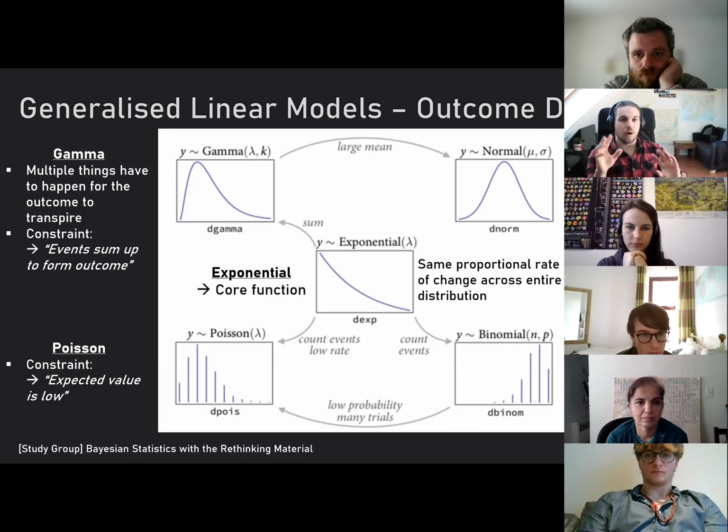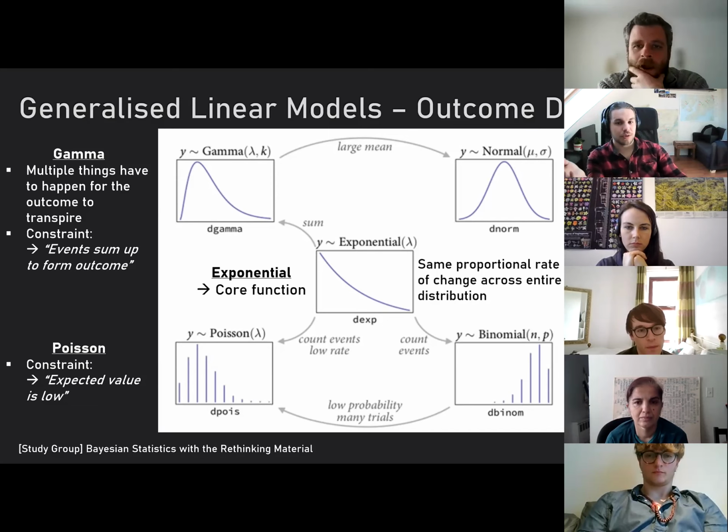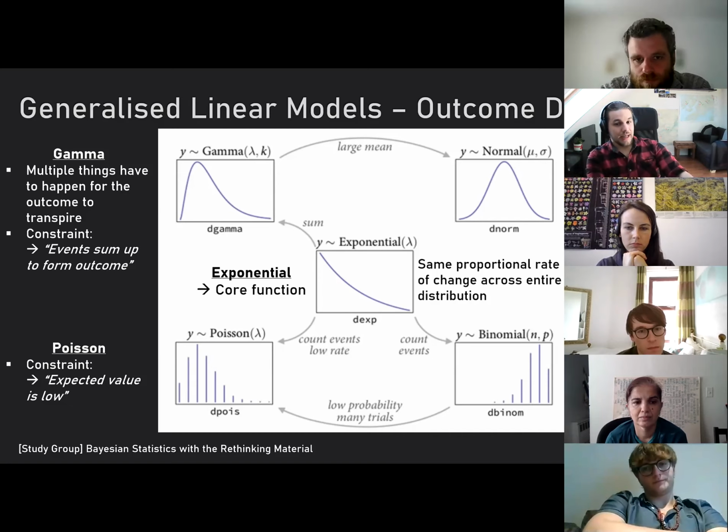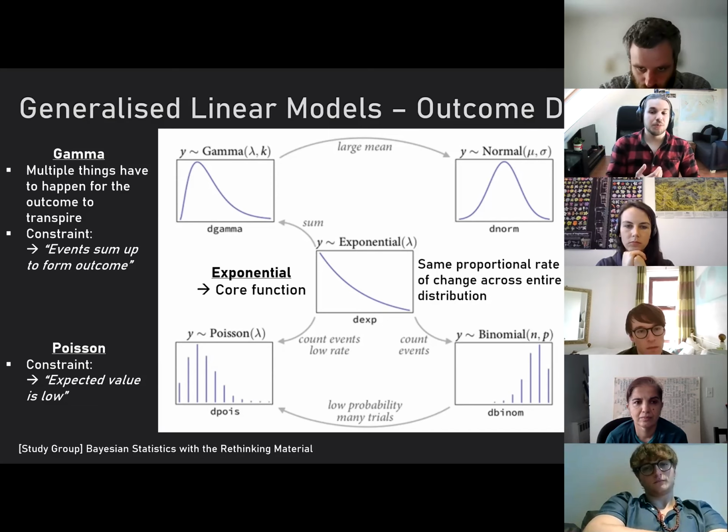So we almost always start with an exponential type outcome distribution. What the exponential distribution by itself just tells us is that there's the same proportional rate of change across the entire distribution. That's all that the exponential does. Now, when we want to move to count events, we would probably like to move to either a binomial distribution or to a Poisson distribution.